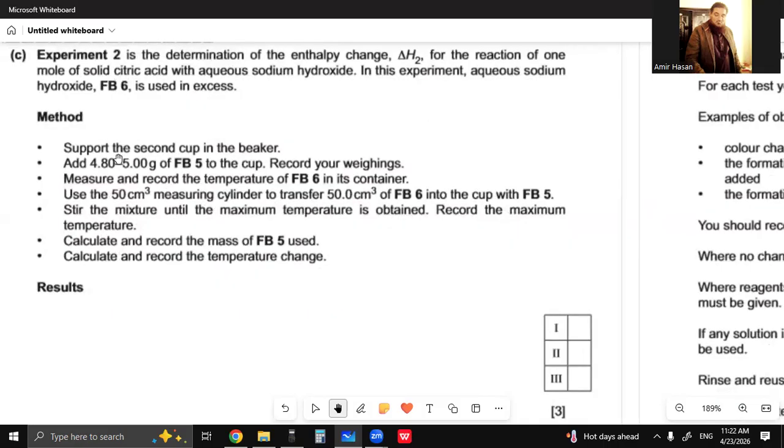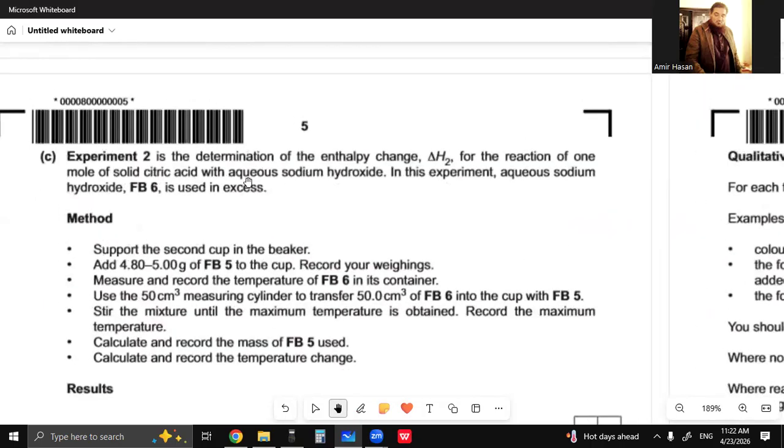Support the second cup in the beaker. Add 4.825 gram of the FB5 to the cup. Now he's saying add FB5 in the cup. Now check what the FB5 is.